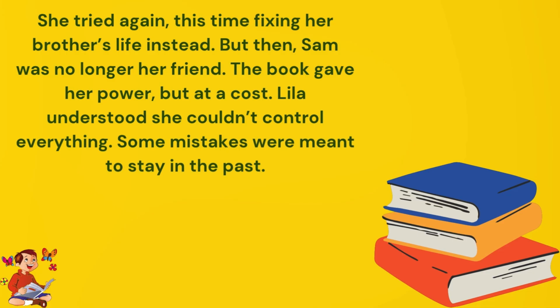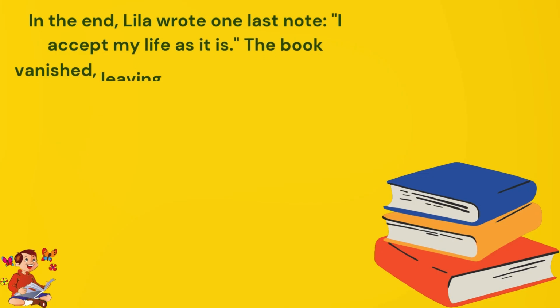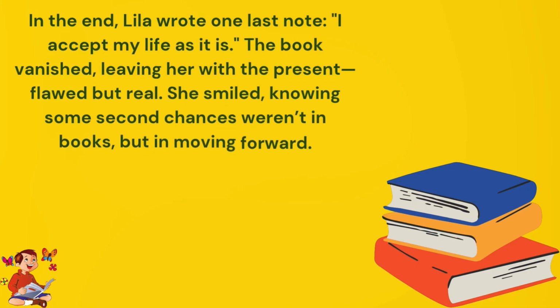The book gave her power, but at a cost. Lila understood she couldn't control everything. Some mistakes were meant to stay in the past. In the end, Lila wrote one last note: I accept my life as it is. The book vanished, leaving her with the present, flawed but real. She smiled, knowing some second chances weren't in books, but in moving forward.